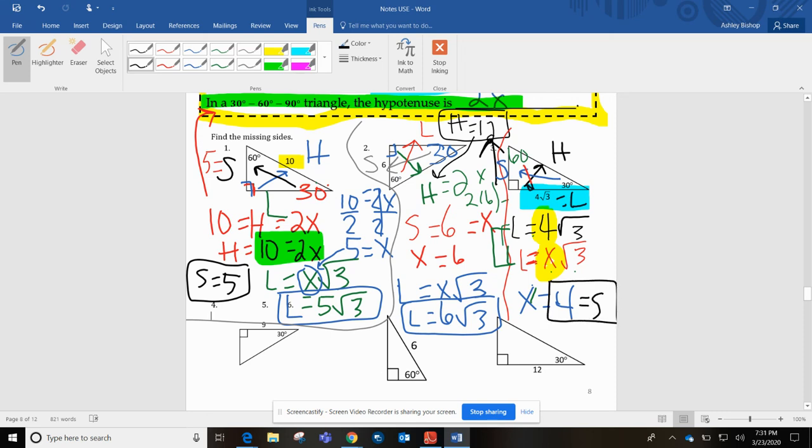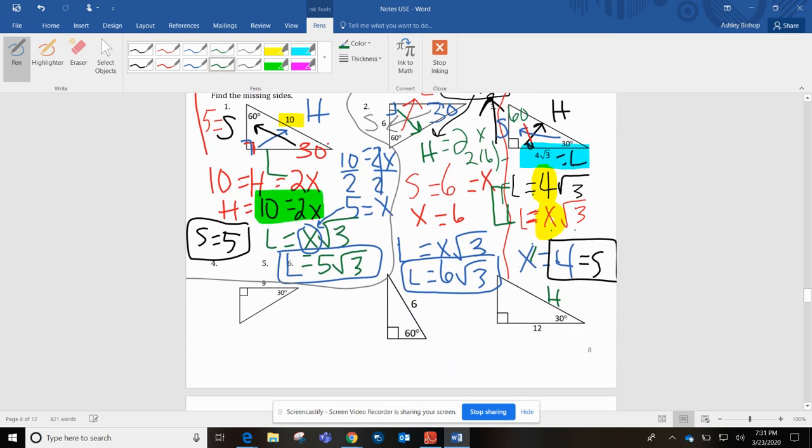Alrighty, then I need to know my hypotenuse. So I already know my short leg. My hypotenuse then, go read your rule. My hypotenuse is 2 times x. Do I know what x is? Yes, you already told me that x is equal to 4, so it's going to be 2 times 4, and so my hypotenuse is equal to 8. These are my two answers for question 3.